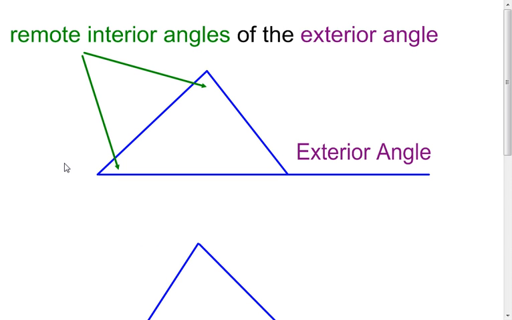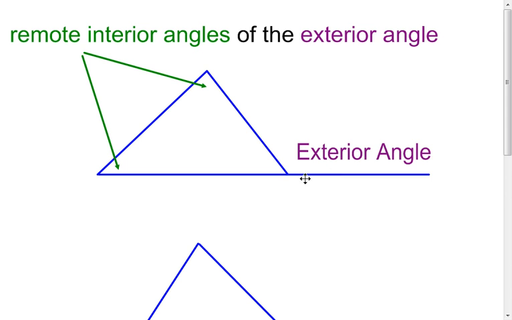Now we're going to look at a little vocab. I didn't give you the wordy definition, but I looked more at pictures. Now these two angles are called remote interior angles of this exterior angle. And I'm going to start with the exterior angle. An exterior angle is created by extending one of the sides of the triangle. So I've extended the bottom side of the triangle, and then this angle that's on the outside now of the triangle, right here, is referred to as the exterior angle.